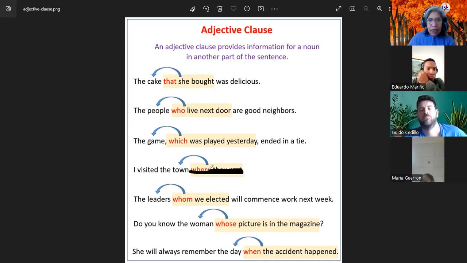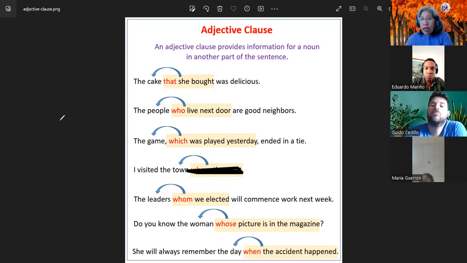If I say, I visited the town, is there any way you can understand what town I visited or why I visited that town? No, I visited the town. It doesn't even have a name.